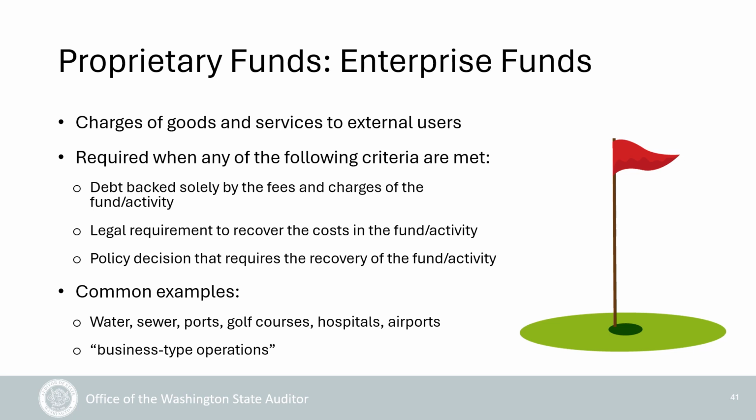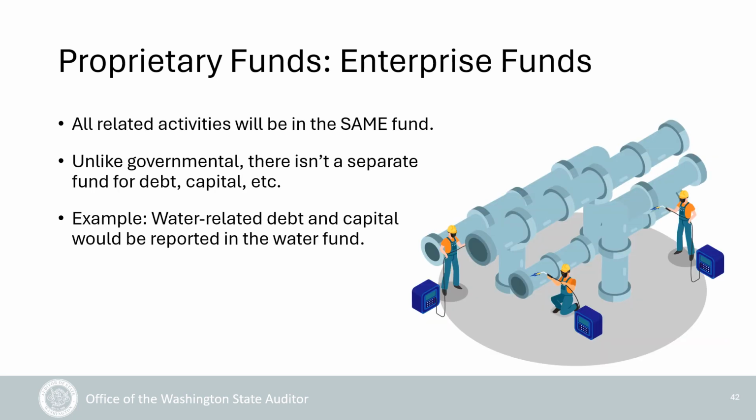Common examples of the activities we see in this fund type are things like water, sewer, ports, colleges, hospitals, airports, and sometimes golf courses. Remember earlier when we were talking about governmental funds and how they have separate funds for debt and capital activities? Well, this is different for enterprise funds. All of the related activity is reported in the one enterprise fund.